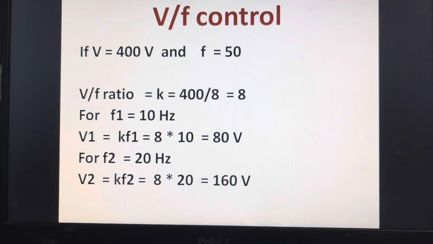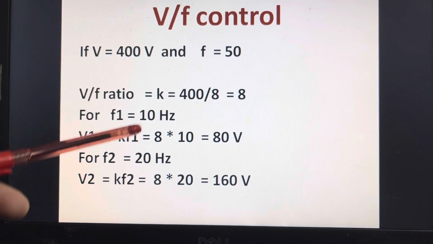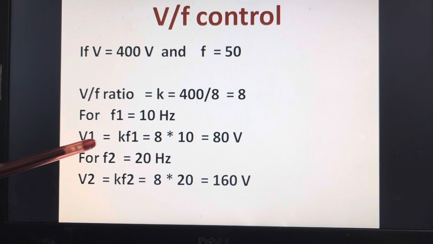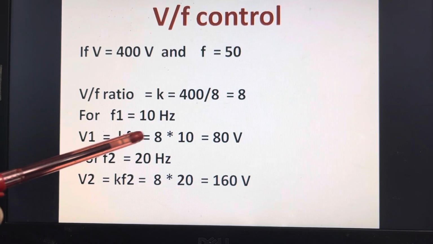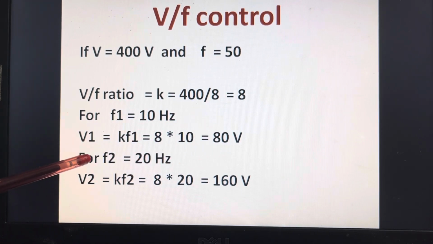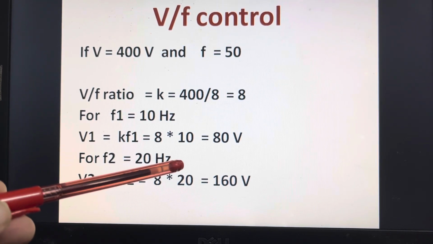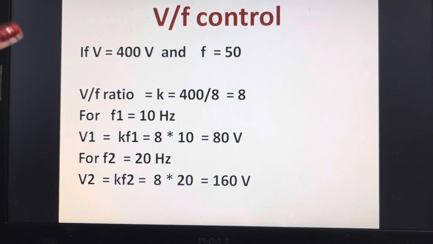So if V is 400 and frequency is 50 Hertz, the ratio is 8. For a frequency of 10 Hertz, voltage to be applied is K into F1, 8 into 10, 80 volts. For a frequency of 20 Hertz, the voltage to be applied is 160 volts. This is followed up to 50 Hertz.